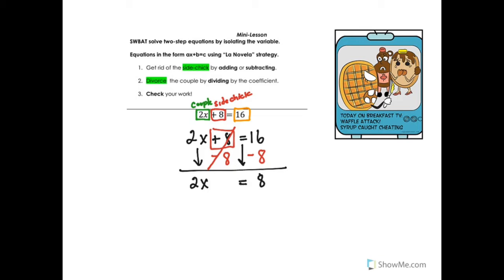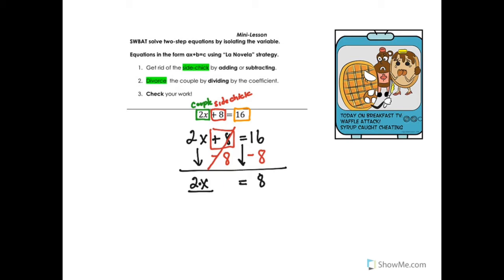Now, whenever you see a variable and a number right next to each other, they're actually being multiplied, but the operation is just never written down. So this 2x is actually 2 times x. So if I want to separate this 2 and the x, I'm going to do the opposite of multiplication, which is actually division. And when I divide, what I'm doing here is I'm actually divorcing this couple, okay? They're going to go their separate ways. They're not going to hear from one another anymore.